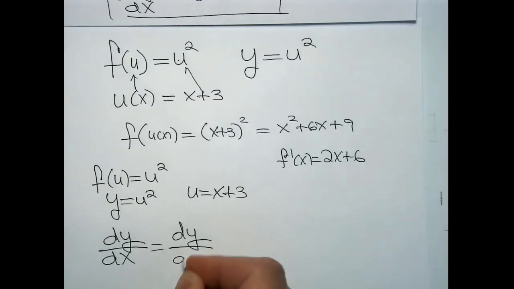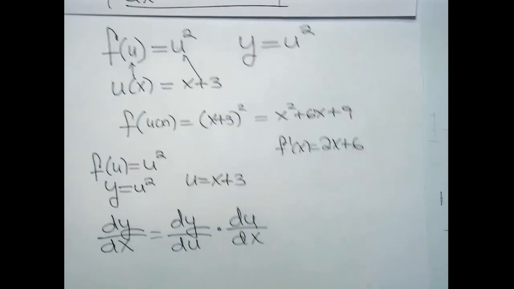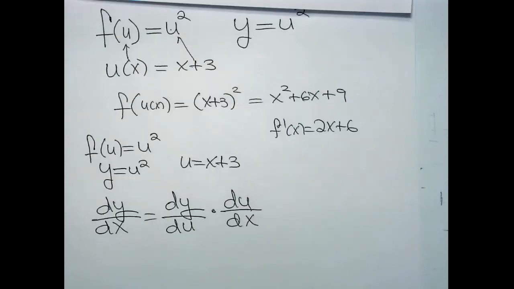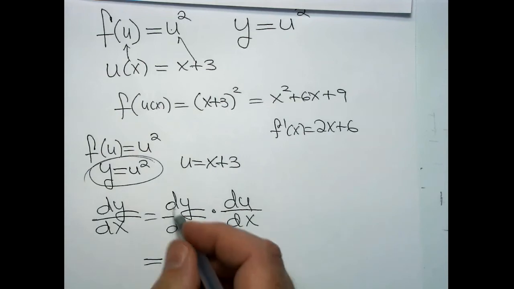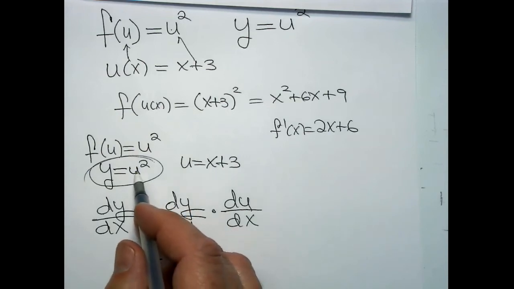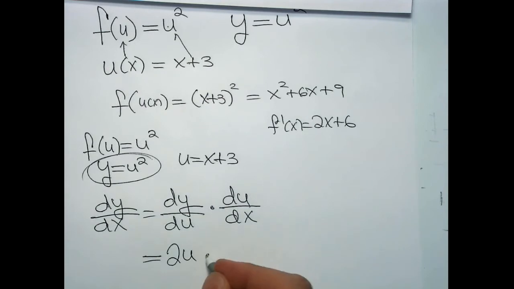dy du multiplied by du dx. Guys, let's try that. Now, dy du is right here. Take the derivative with respect to the independent variable. There are no x's up here. There's only u's. So it's going to be a 2u, just like it would be a 2x if we did it with respect to x.